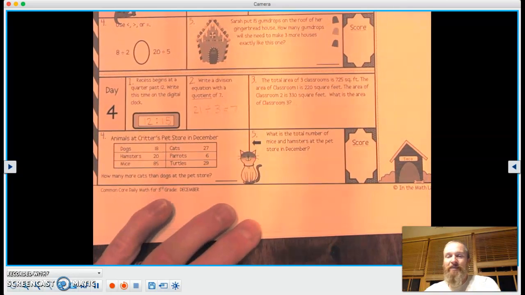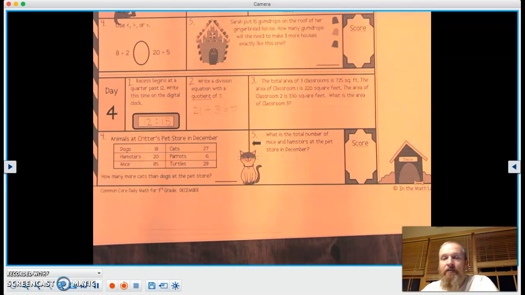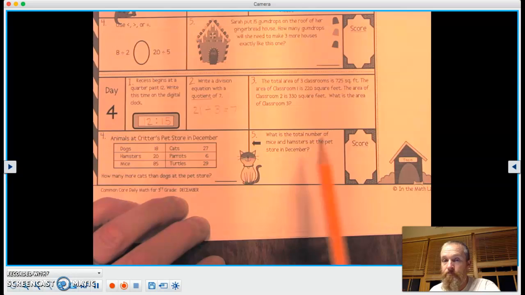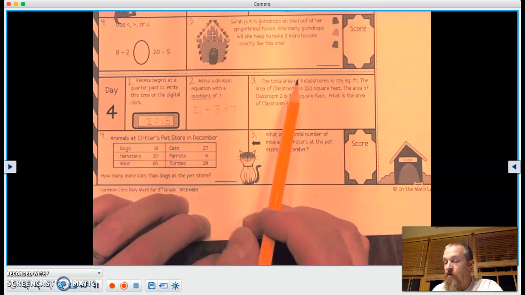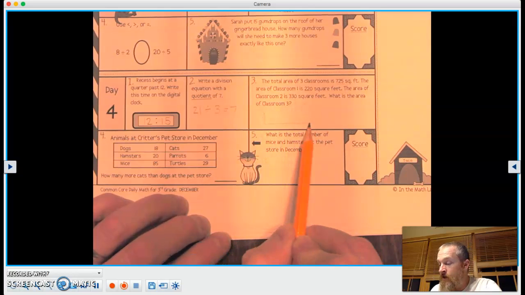All right. The total area of 3 classrooms is 725 square feet. The area of classroom 1 is 220 square feet. The area of classroom 2 is 330 square feet. What is the area of classroom 3? So we know how much all 3 are together, right? Which is 725, and we know 2 of the 3 classrooms. So we're going to add those 2 classrooms together.